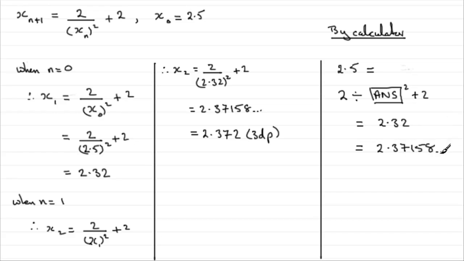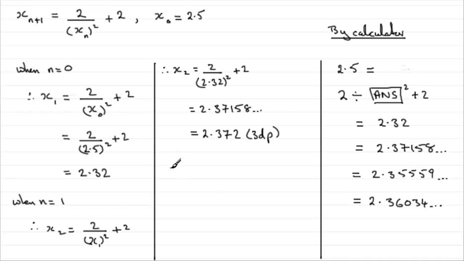So instead of having to keep writing all of this in every time, all you've got to do is keep pressing equals. Now if you press equals again, it will give you x3, and you should find that's 2.35559 and so on. And if you press equals again, you should get x4, which is 2.36034 and so on. So I hope you get that idea.